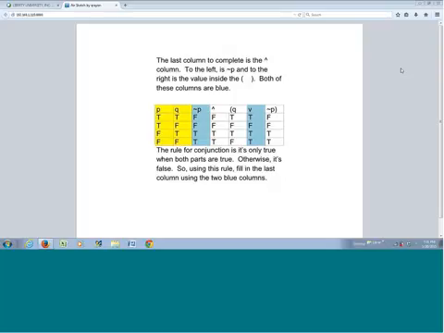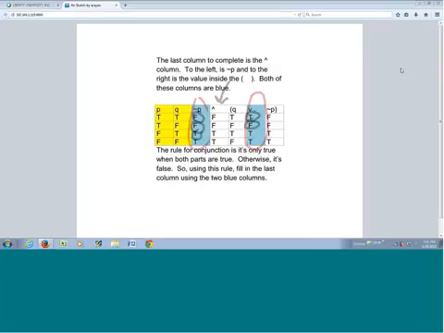I have them highlighted in blue: to the left of the conjunction, I look at this blue column, and to the right of the conjunction, I look at this blue column because that tells me the value of what's in the parentheses. And I follow the rule for conjunction. The rule for conjunction states it's only true when both parts are true. So if you look in the first row, I have false, true. So that's why there's a false in this column right here. Second row, false, false. So that's why there's a false.